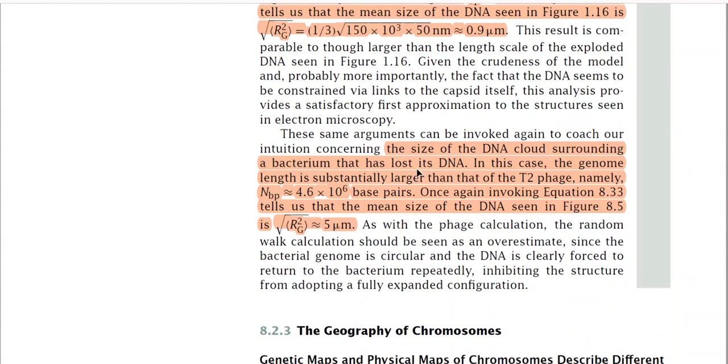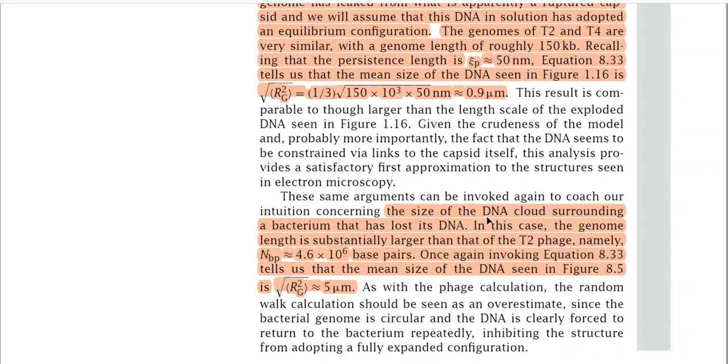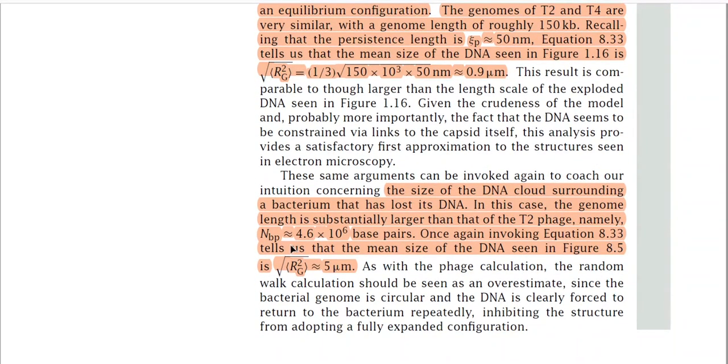In the second case, we assume the size of the DNA cloud surrounding a bacterium that has lost its DNA. In this case, the genome length is substantially larger than that of the T2 phage discussed in the earlier example. Namely, it is 4.6 into 10 to the power 6 base pairs. So this is the number of base pairs. Now once again we can use equation 8.33, and using the value of the persistence length as 50 nanometer, we can calculate the radius of gyration as 5 micrometer. So you see that this value is much higher than the previous value.